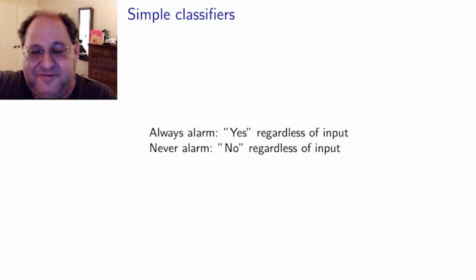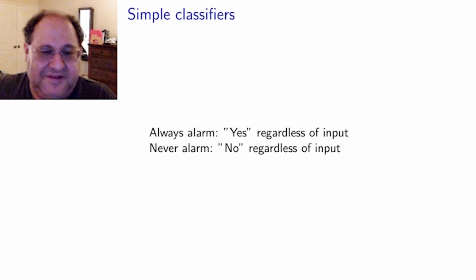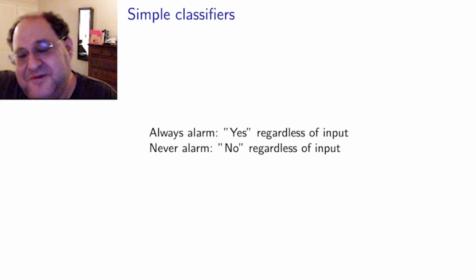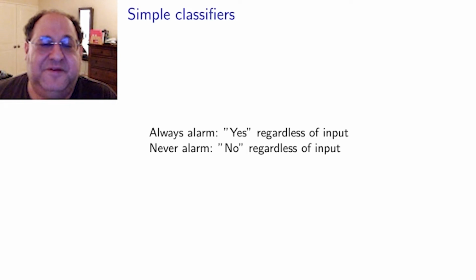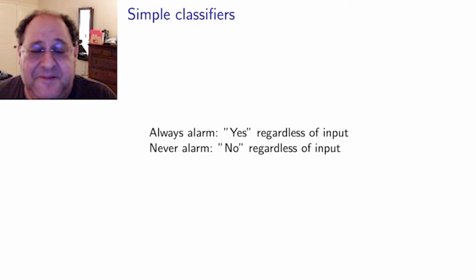You can probably write this function yourself. Like def, is it a dog of set of pixels? Return true. If you're very low on resources for saving pictures of dogs, you can also have the classifier that says never alarm. Same source code except return false. That's regardless of input, it never alarms. The reason these are important is because, as I said, these are really easy to write.